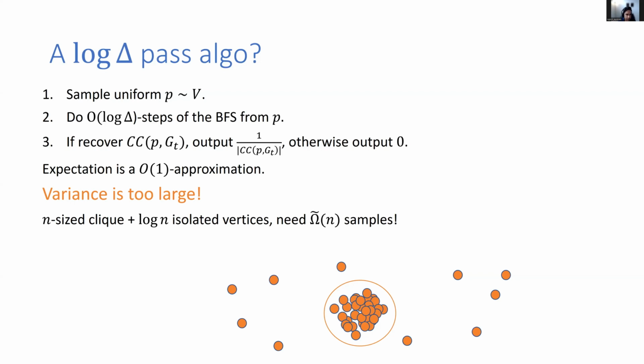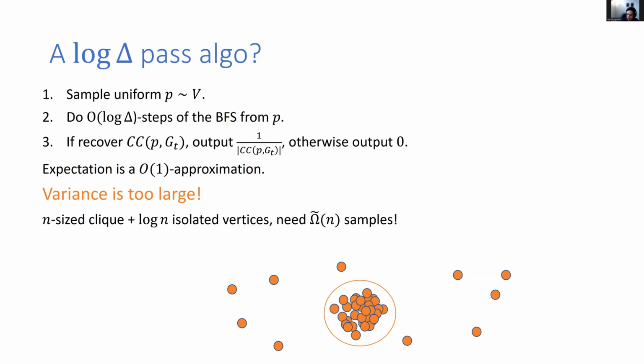Well, if I want to get a constant factor approximation to the number of connected components, I better sample some of these isolated vertices, because each of them is their own connected component, and I have almost all my points in the single connected component in the middle. But to even sample a single isolated vertex, I need roughly n samples. And each sample is contributing to my space. So I wouldn't be able to do this in sublinear space. So somehow we need to deal with the variance.